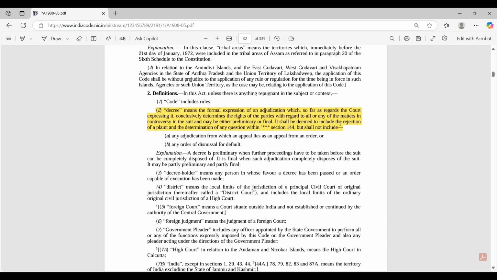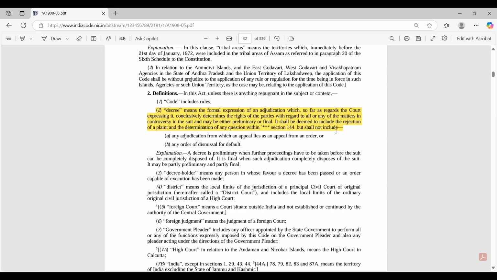Section 2 clause 2 talks about decree. Don't get confused, decree and judgment are two different things. When we talk about decree, it's nothing but a formal expression of an adjudication by the court, and it determines the rights of the parties with regard to the matter. When we talk about civil cases, you get a decree, right? Let's say there is a process. In the process, first you'll get the decree, then you'll get the judgment. So decree comes first, then comes the judgment. If you understand it that way, it will be very easy for you.